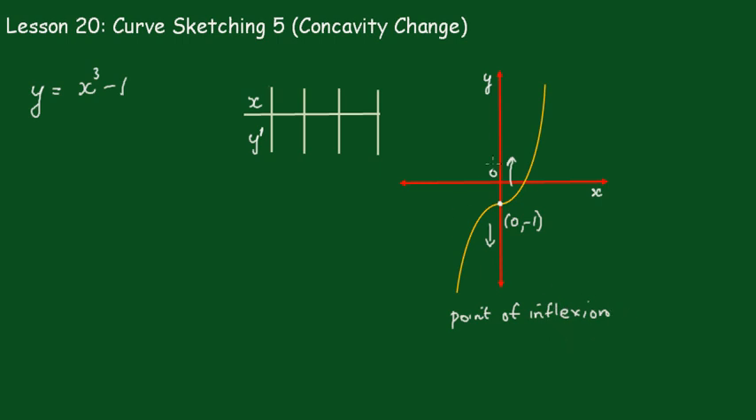Now, to determine whether it's a point of inflection or not, first of all we work out the first derivative, and we get 3x squared. Now, if we look at the second derivative, we get 6x. Now we'll let the second derivative equal 0. Okay, so we get 6x equals 0.